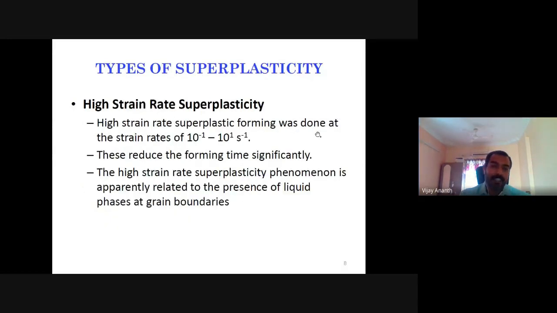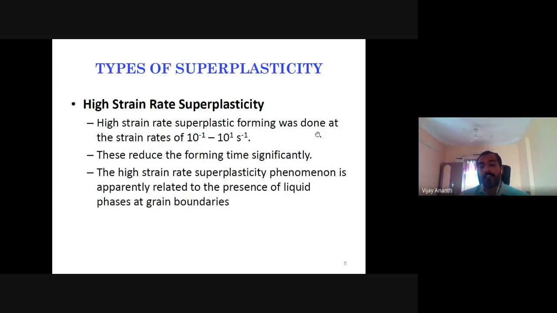Okay, glass material. The next one is high strain rate superplastic forming. It is about 10 to the power minus 1 to 10 to the power 1. So forming time will be reduced significantly due to the high strain rate, because the forming is very much faster compared to other methods. Mainly the second phase, which we have already discussed, plays an important role in this high strain rate superplastic forming.